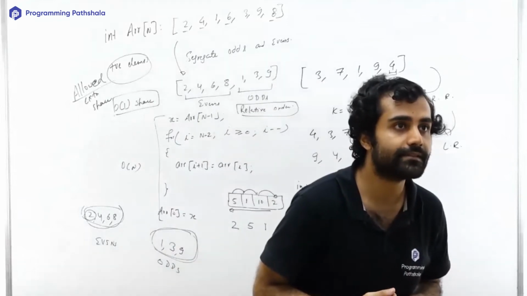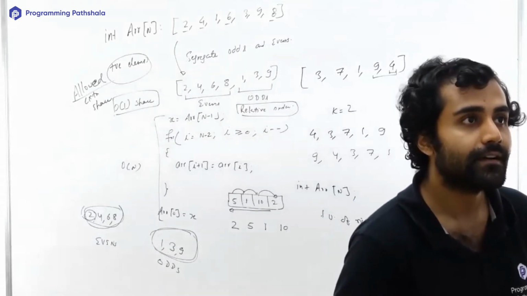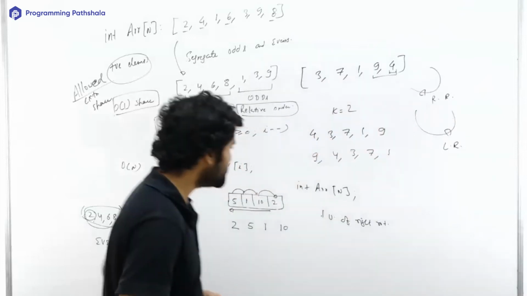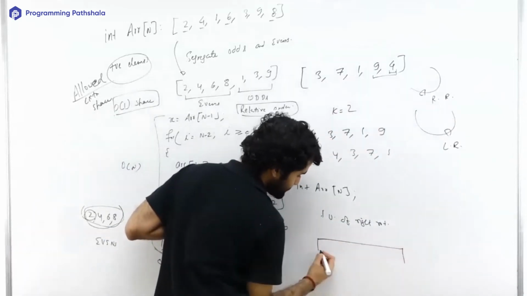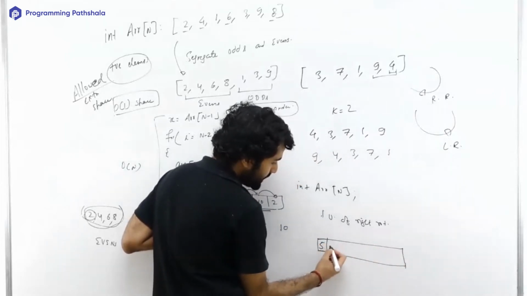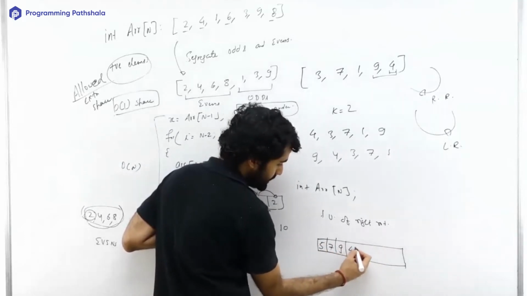If element is even, then set array k to element. Okay. Let me talk about some approaches over here. So let's say this was your array, and you had a 5 here, then you had a 7 here, then you had a 9 here, and then you had a 4 here.